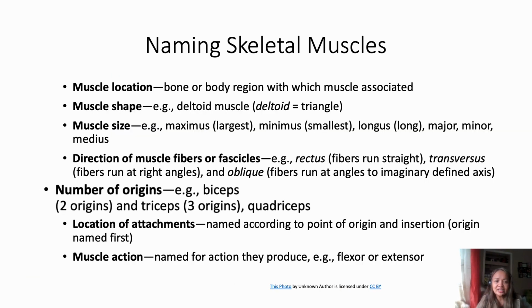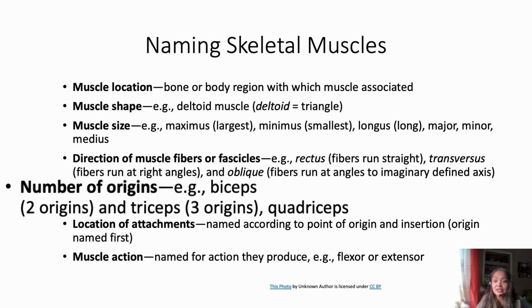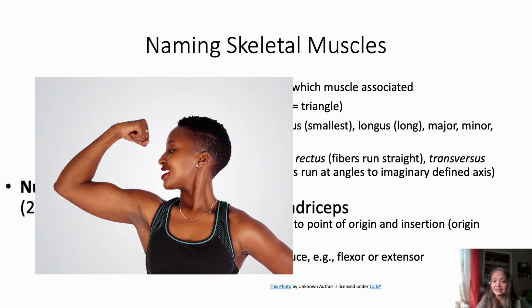Our next criterion would be the number of origins. So it's a number, so you will see the prefixes bi, which means 2, tri, 3, and quadri, which means 4. So here's an example. We have here biceps brachii. This muscle is made up of 2 divisions, or it has 2 origins actually.